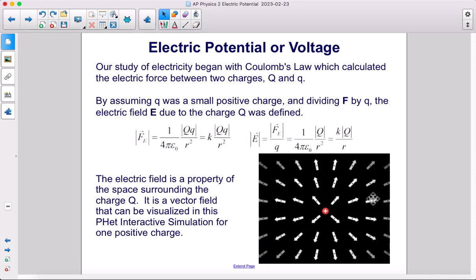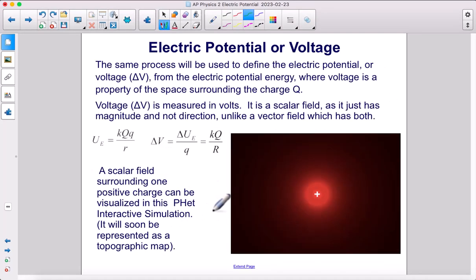The electric field is a property of the space surrounding charge Q. It is a vector field that can be visualized in this PhET interactive simulation for one positive charge. All of the electric field lines point away from the positive charge. The same process will be used to define the electric potential, or voltage, from the electric potential energy, where voltage is a property of the space surrounding the charge Q.